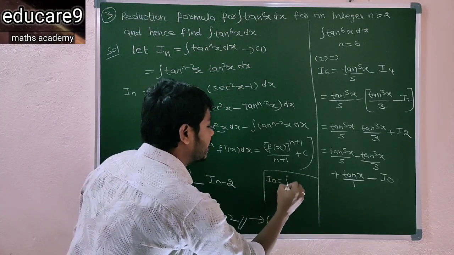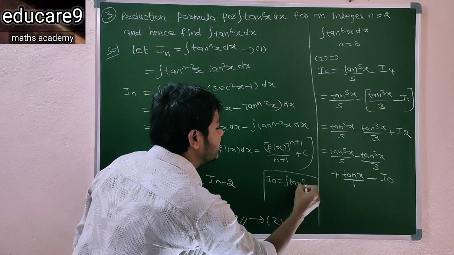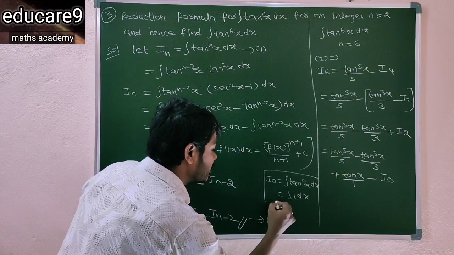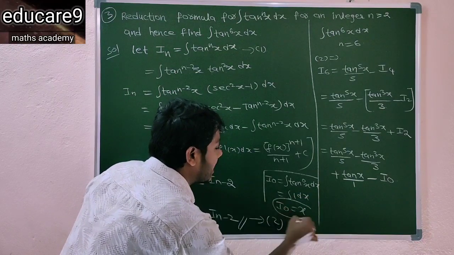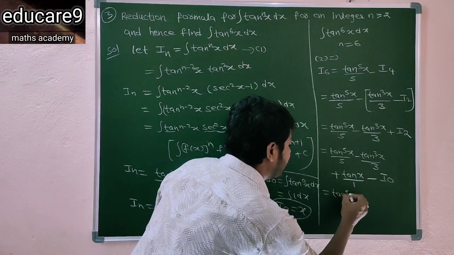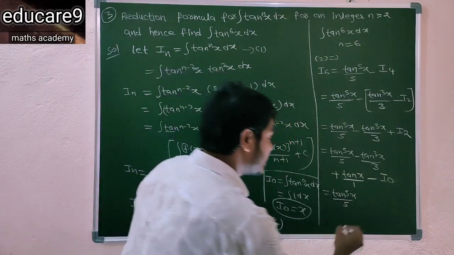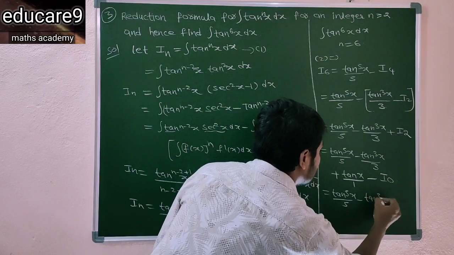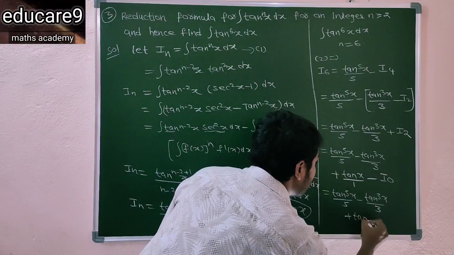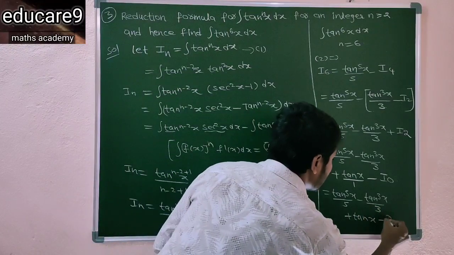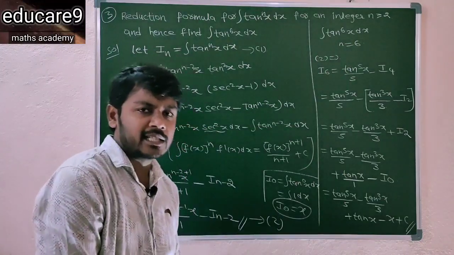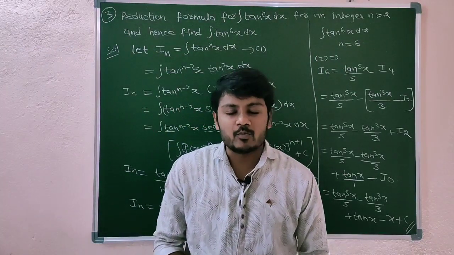I_0 is equal to the integration of tan^0 x dx. So clearly this is the integration of 1 dx. Therefore the I_0 value is x. Substitute here, what do you get? Therefore this is tan^5 x by 5 minus tan^3 x by 3 plus tan x minus x plus C. So this is the integration of tan^6 x dx. For the next session we will discuss more reduction formulas.